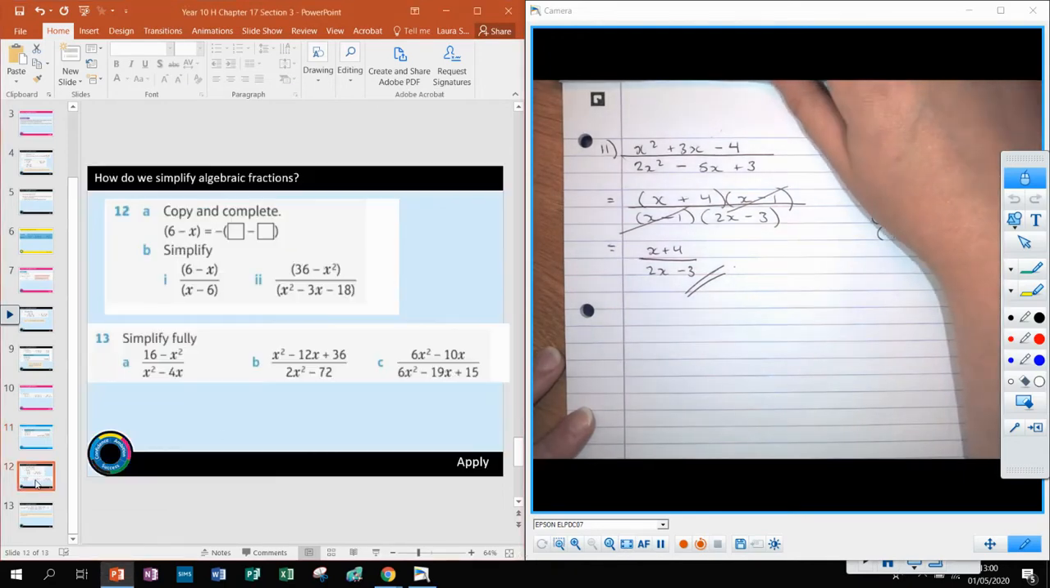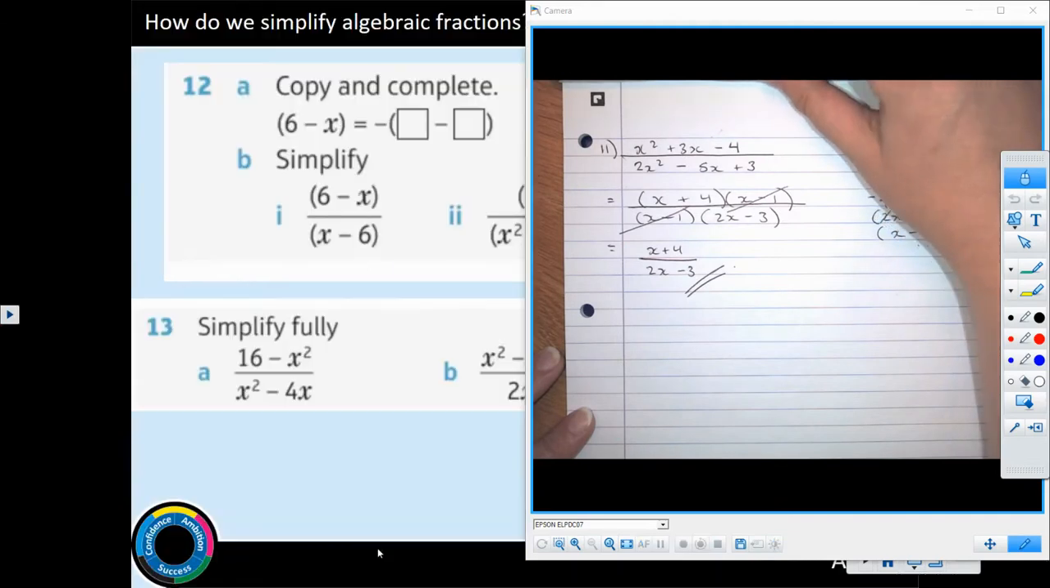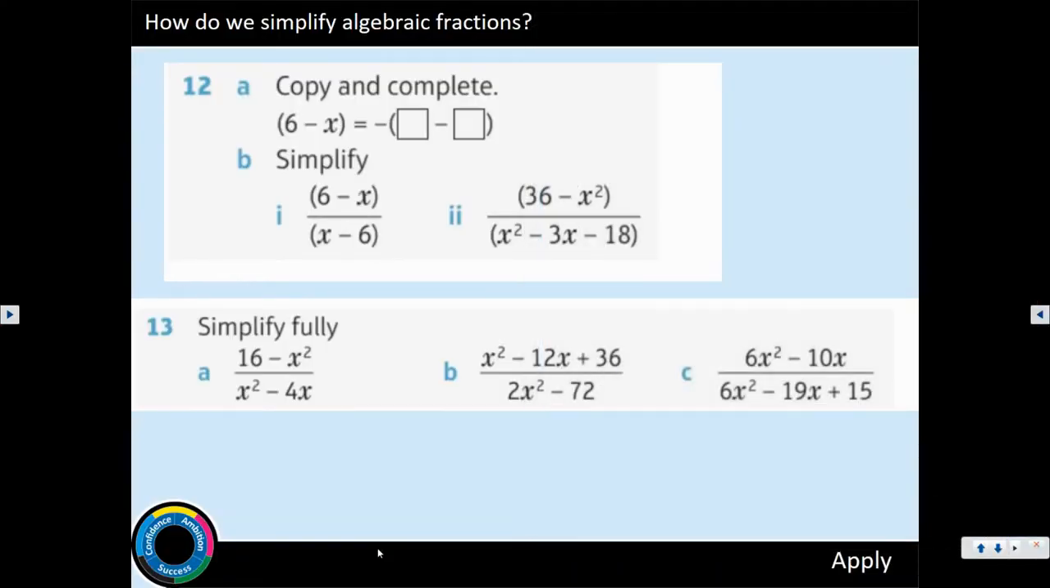Right, so I'm going to make this full screen again so you can see more easily. Okay, please can you complete this, press pause, try the questions, and then we will go through them together.